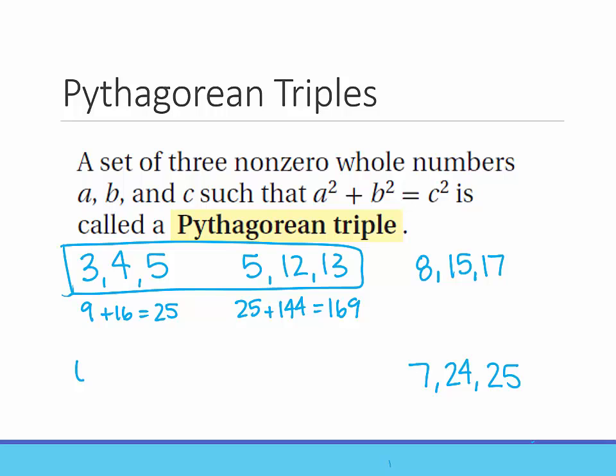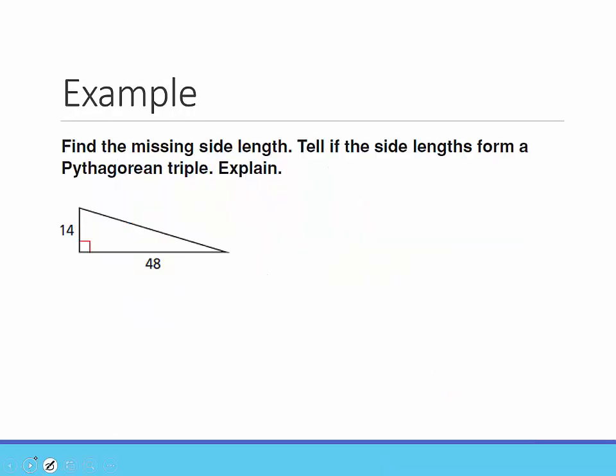There's another one, 6, 8, and 10, because 36 plus 64 will always give you 100. So find the missing length. Tell if the sides form a Pythagorean triple. Because we're going to use the Pythagorean theorem, they will form a Pythagorean triple.